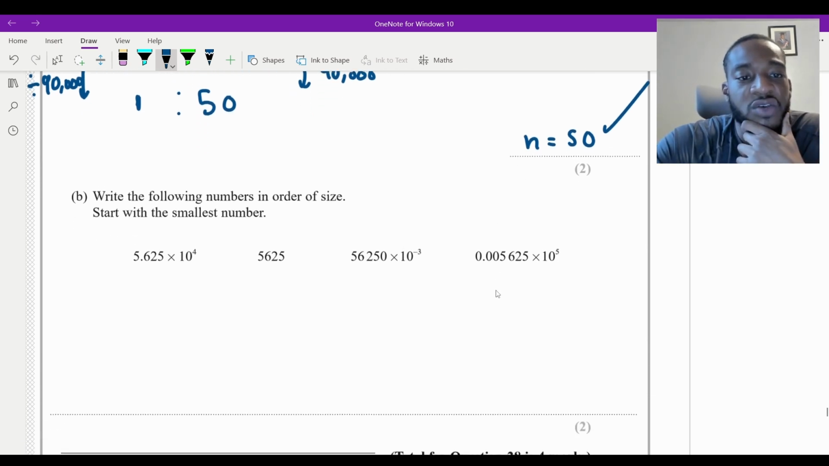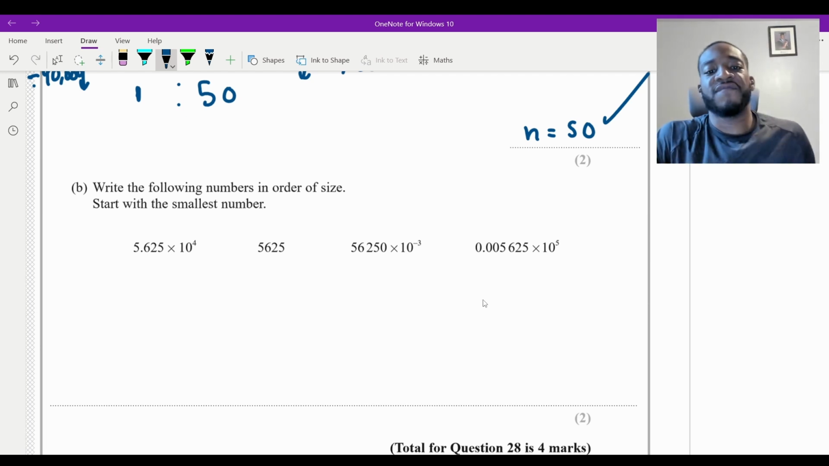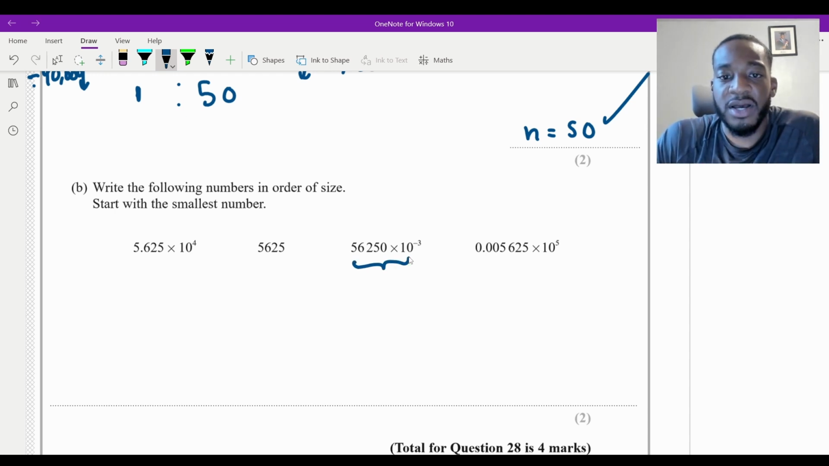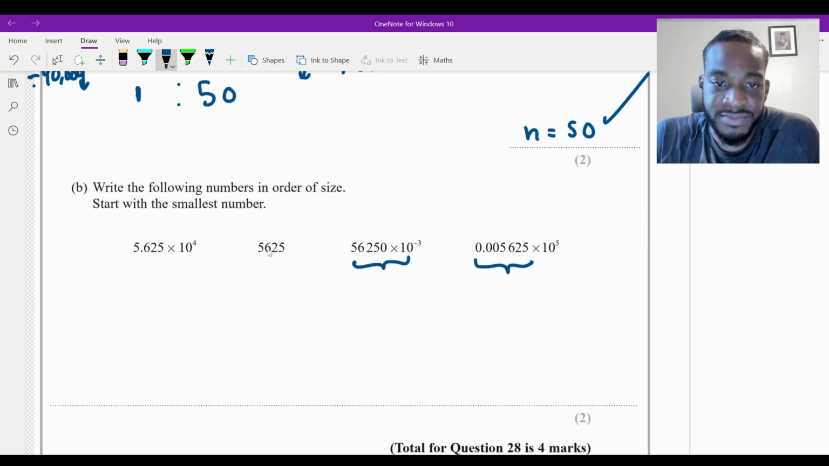Now, part B says we need to write the following numbers in order of size. Start with the smallest number. Again, some are given in standard form, some are not. To be fair, these aren't in standard form actually, but they look similar to it, because remember, the number has to be between 1 and 10. So what you could do is, you've got a calculator, you can just calculate all of these and see what they are as actual numbers. So I'm going to do the first one.